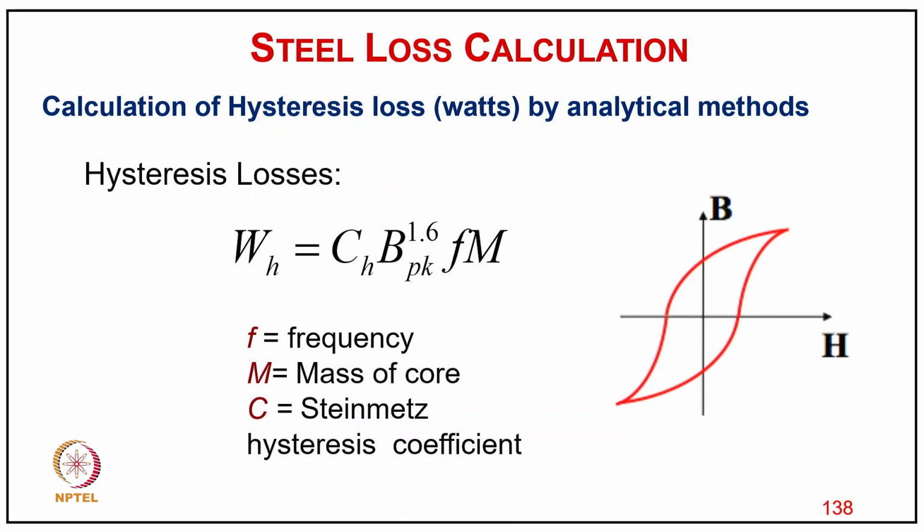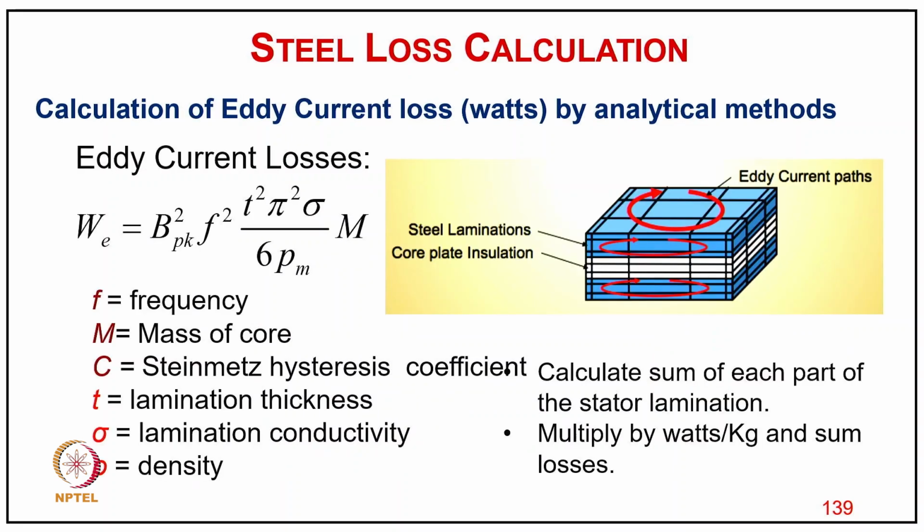So this hysteresis loss is calculated by analytical methods: W_H equals C_H times B to the power 1.6, where B is the peak flux density, times F times M. Here F is the frequency, M is the mass of the core in which we are calculating the core loss, C_H is the Steinmetz constant, a property of the material used here, B is the maximum flux density, and F is the excitation frequency.